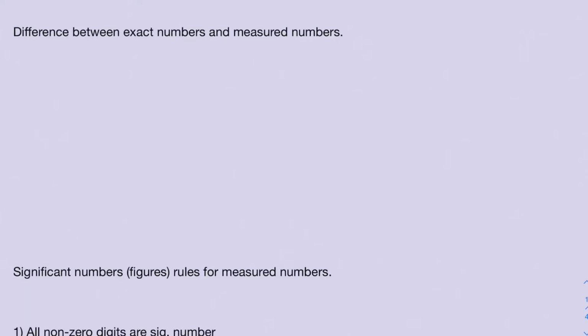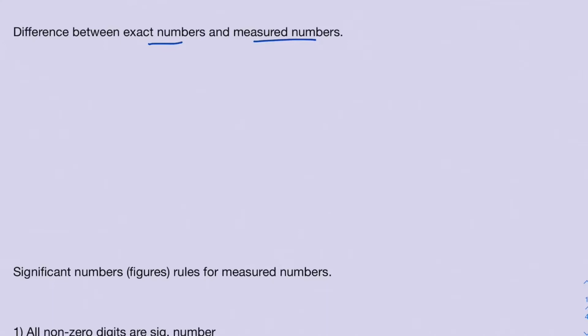Alright students, in this video we're going to talk about significant figures, also called significant numbers, and the rules on assigning measured numbers a significant figure count. To start out, let's talk about the difference between a measured number and an exact number. Keep in mind these sig fig rules only apply to measured numbers, not to exact numbers.